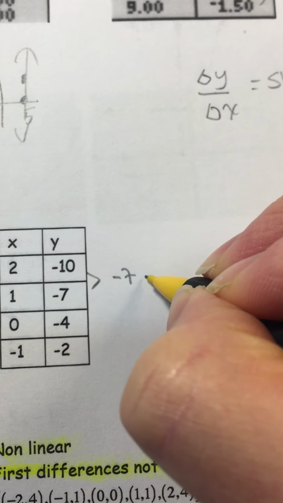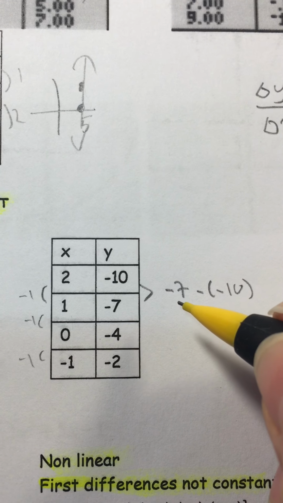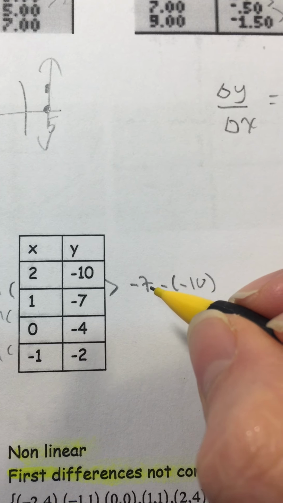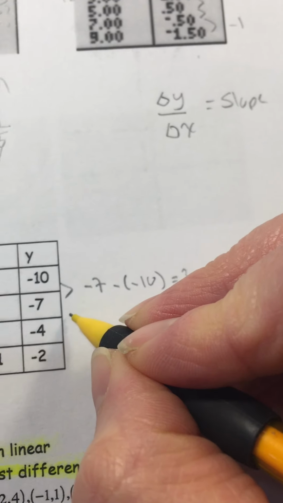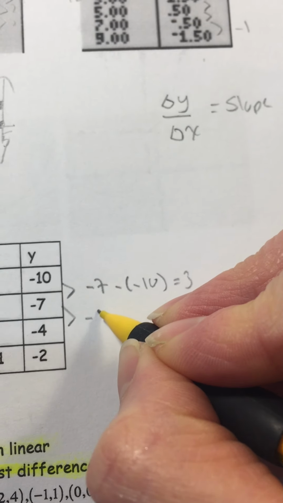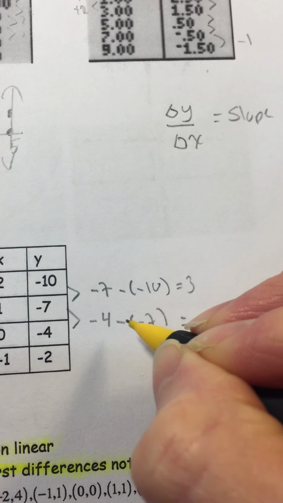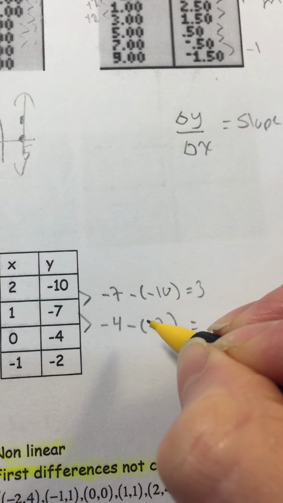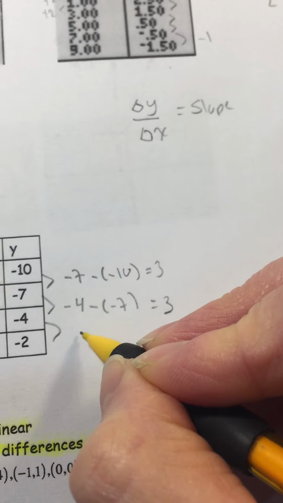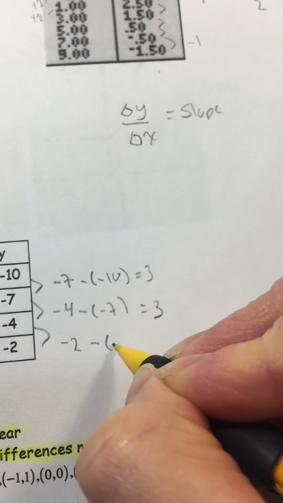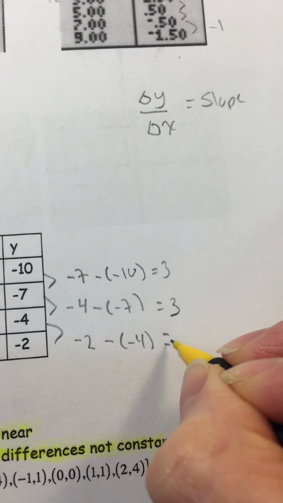This is -7 minus -10. Be careful with the negatives like this, that you do it in the right order and get the correct first difference. So -7 plus 10. And then this one here is -4 minus -7, which is -4 plus 7. And then, have I done something wrong? -2 minus -4 is -2 plus 4, which is 2.